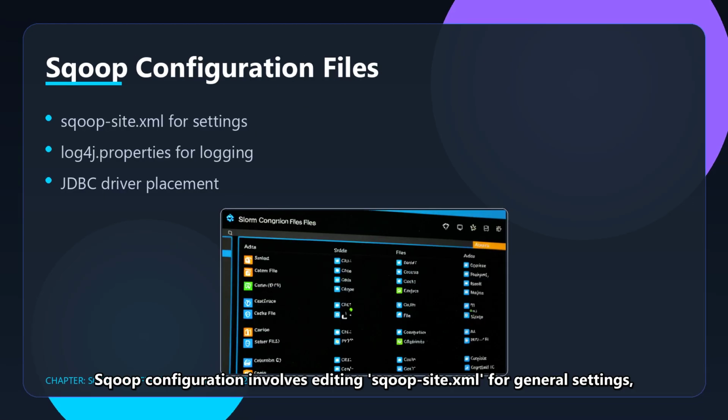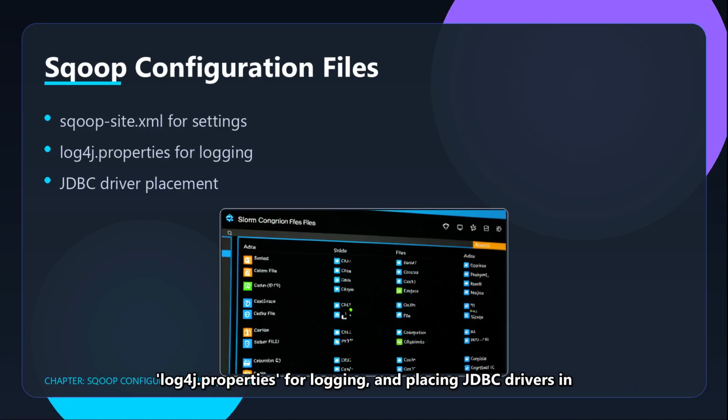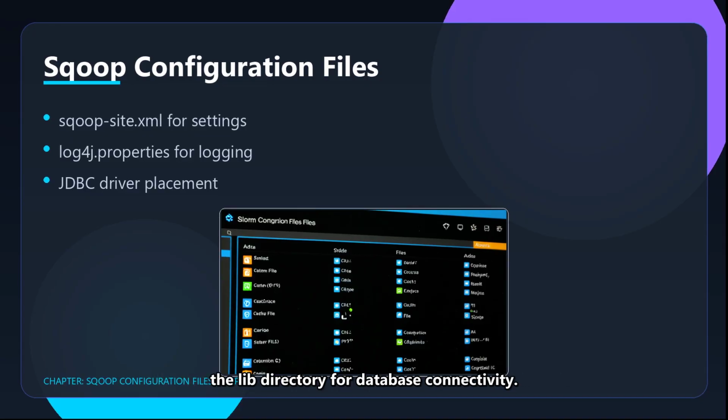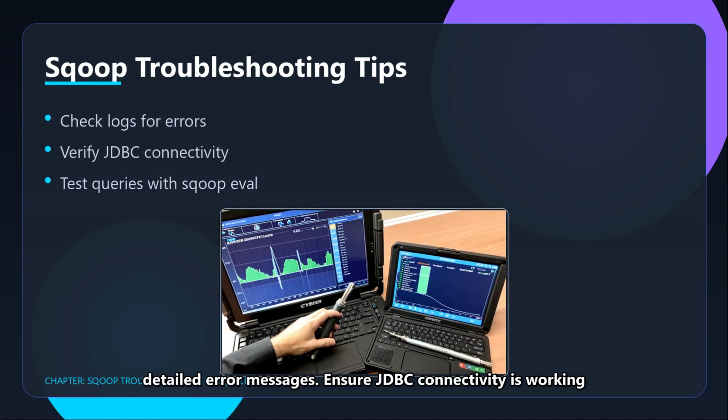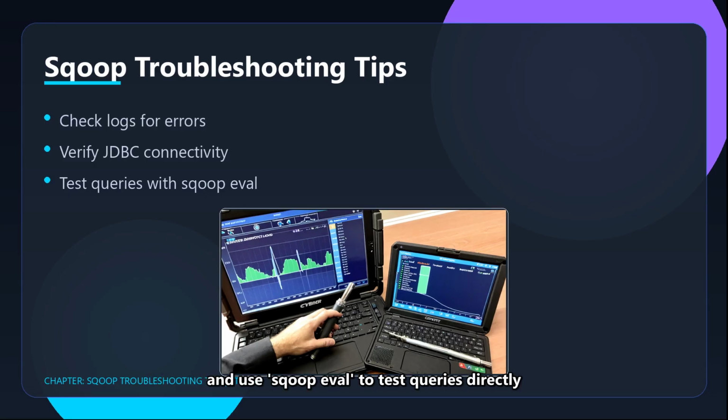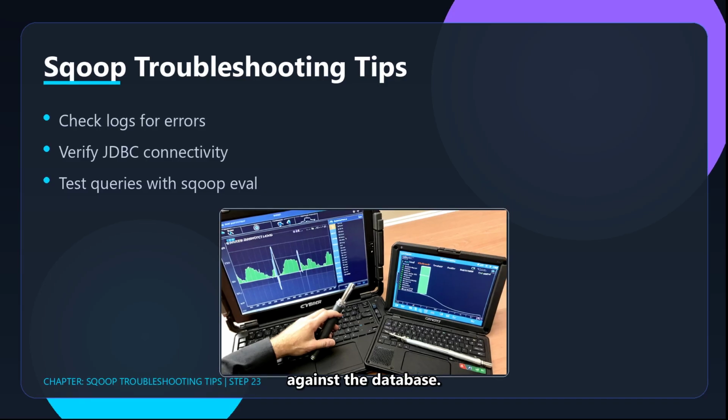Sqoop configuration involves editing sqoop-site.xml for general settings, log4j.properties for logging, and placing JDBC drivers in the lib directory for database connectivity. When troubleshooting Sqoop, always check the logs for detailed error messages. Ensure JDBC connectivity is working and use sqoop eval to test queries directly against the database.